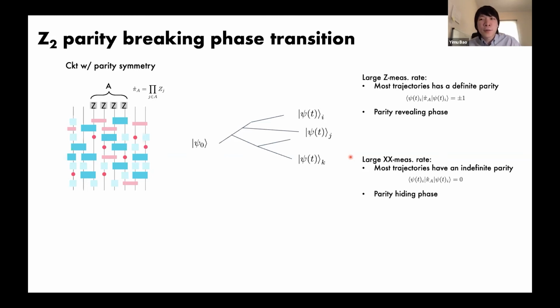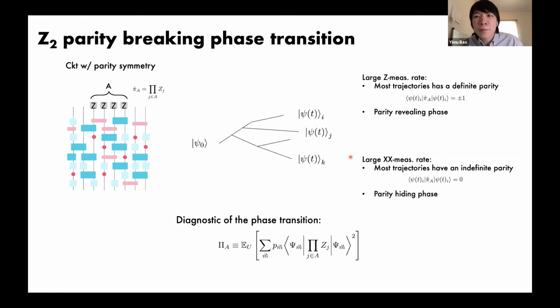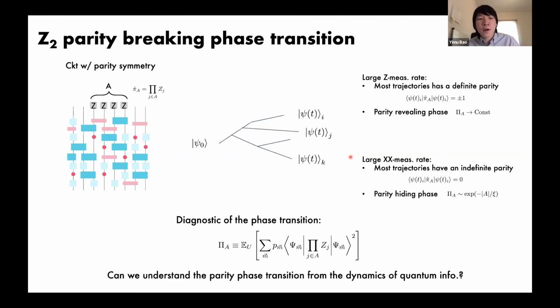So one signature to probe this phase transition could be, let's say we compute the parity for each trajectory, square it, and then average it over different trajectories. This is going to be a diagnostic of this phase transition. This gives a probe of the phase transition, but we still didn't resolve the question of how we can understand this parity phase transition from the dynamics of quantum information. I forgot to say, this probe will go to a constant in the parity revealing phase and will be exponentially decaying in the parity hiding phase.